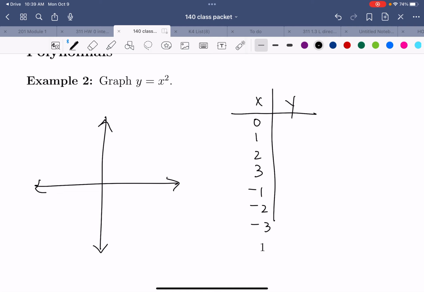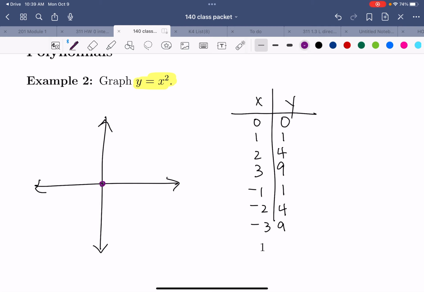So if we plug in, 0 squared is 0, 1 squared is 1, 2 squared is 4, 3 squared is 9. And by the way, I'm plugging in here, which is why I'm squaring each thing. -1 squared is 1, -2 squared is 4, -3 squared is 9. And let's go ahead and plot these points.